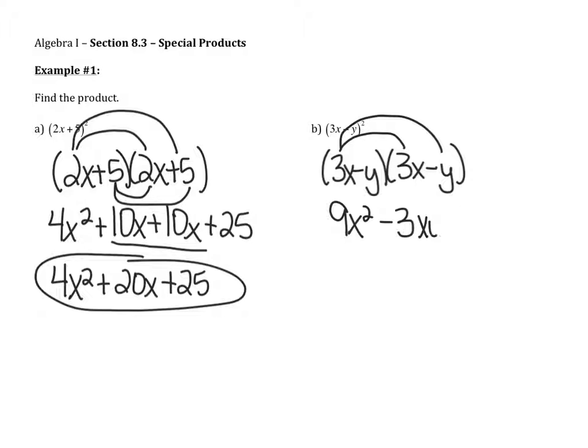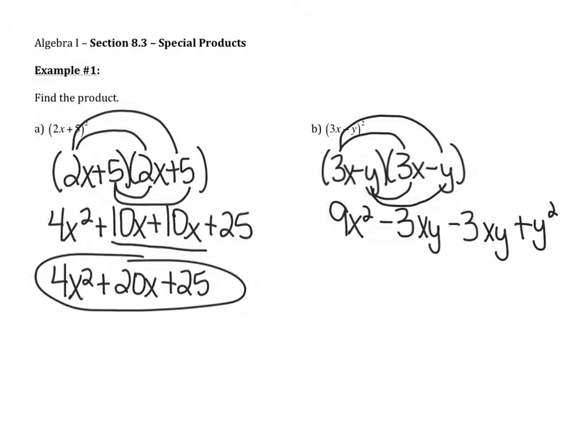And always put it in alphabetical order. Then we have the negative y times 3. So a negative times a positive is a negative. There's nothing to multiply this 3 by, so I'm just going to continue with the 3. And then y times x, but we typically put them in alphabetical order. So if I'm going to take y times x, I'm going to write it as x times y. And then finally, I would have negative y times negative y. So a negative times a negative is a positive, and y times y is y squared.